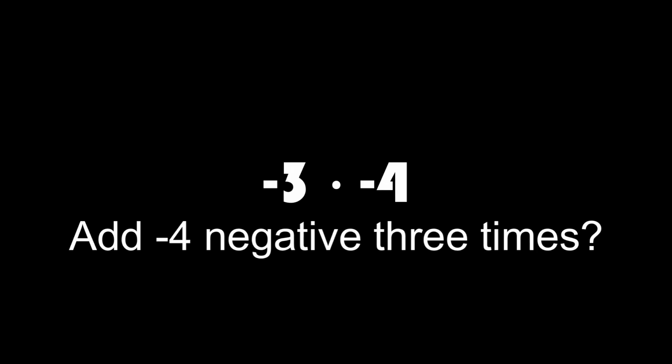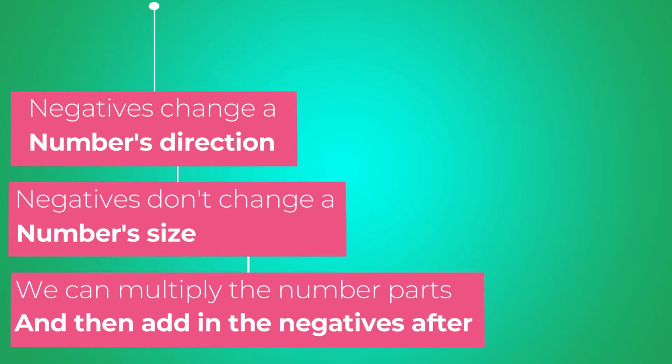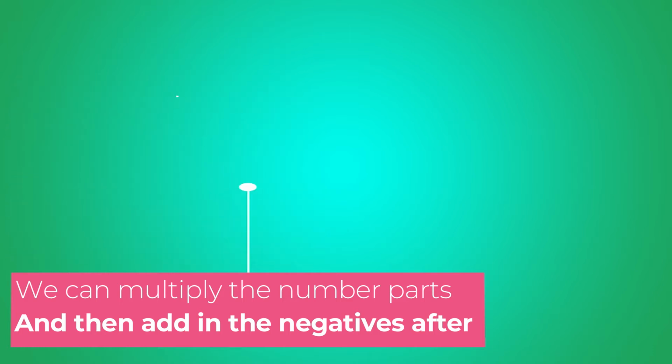So what about a negative times a negative? If I had negative 3 times negative 4, how do we interpret this? Adding negative 4 and negative 3 times? That doesn't make too much intuitive sense. Hopefully, you recall that negatives change the direction of a number, but they don't change the number size itself. Because of this, we can multiply the numbers together first and then think about the negatives.